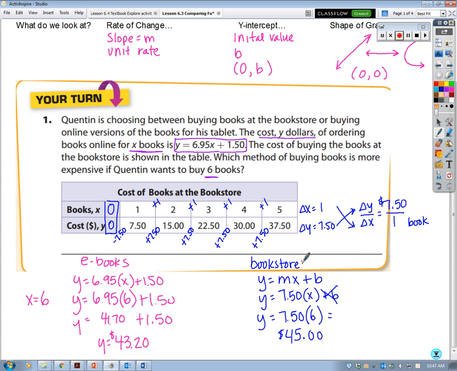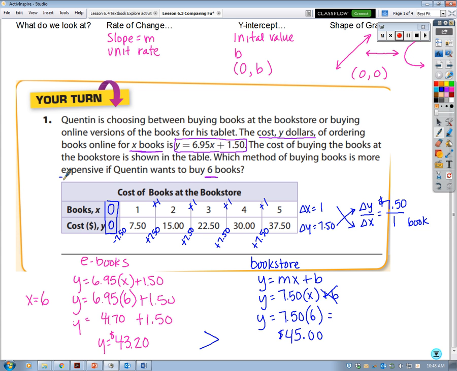So in the bookstore, if he buys 6 books, it's going to cost him $45. So even though there is no initial value or initial fee, it still is going to cost him more because the books cost more per book. With this initial fee, this membership fee or whatever it is, the books cost less. So even with that, it's going to be cheaper for him to use the ebooks because $43.20 is cheaper than $45.